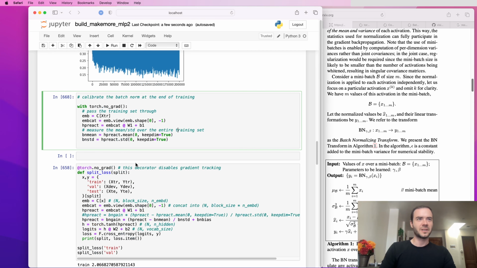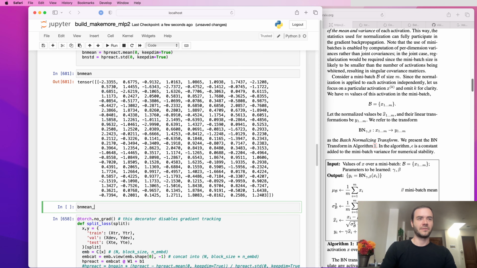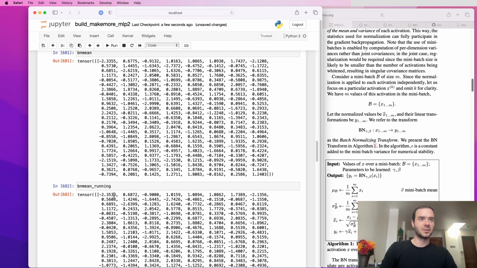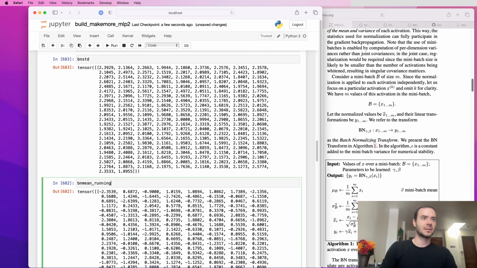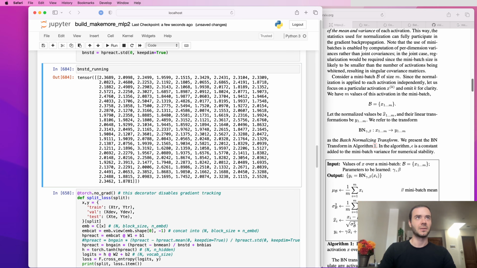Okay, so the optimization finished. I'll rerun the explicit estimation. And then the BN mean from the explicit estimation is here, and BN mean from the running estimation during the optimization, you can see is very, very similar. It's not identical, but it's pretty close. And in the same way, BNSTD is this, and BNSTD running is this. And so you can see that once again, they are fairly similar values, not identical, but pretty close.